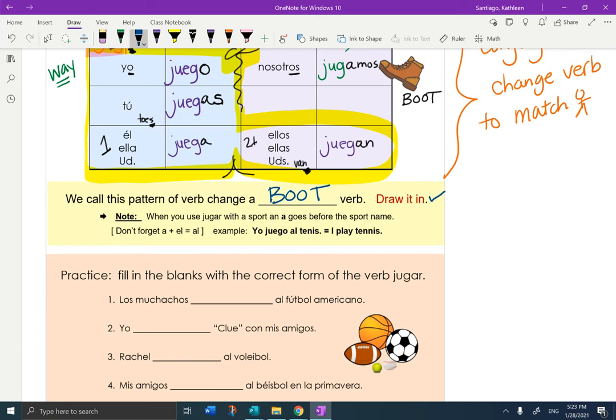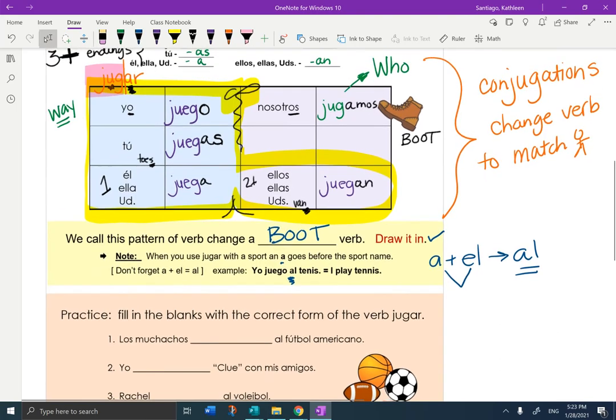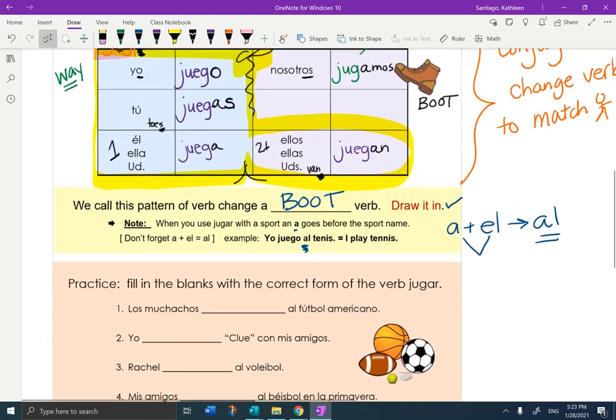Note, when you use jugar with the sport, an a, the little letter a, goes before the name of the sport. Don't forget that a next to L can't work. Okay, it has to be squished together to become the word al. Okay. Example, yo juego al tenis. You can see it right there. Yo juego al tenis. Okay, so there's your boot verb. We know what it means. Now we have to practice conjugating it.